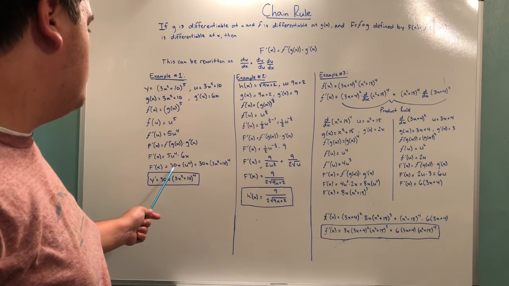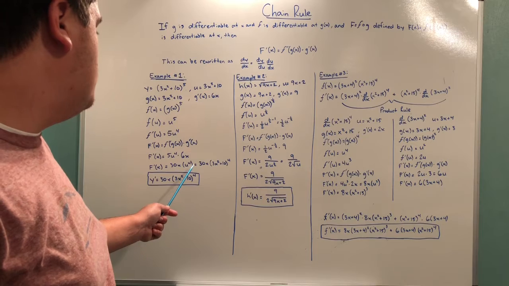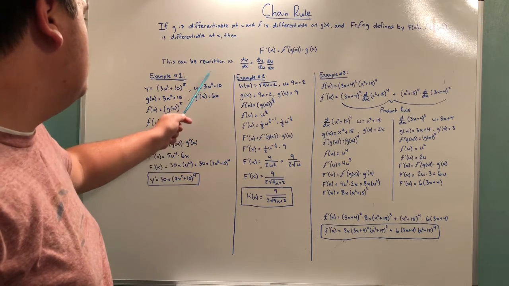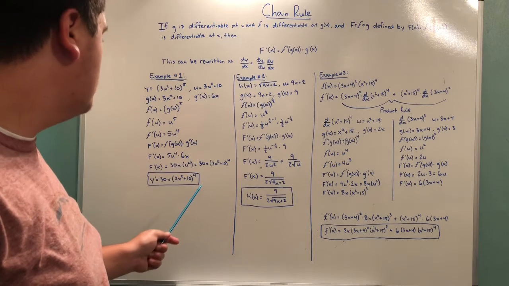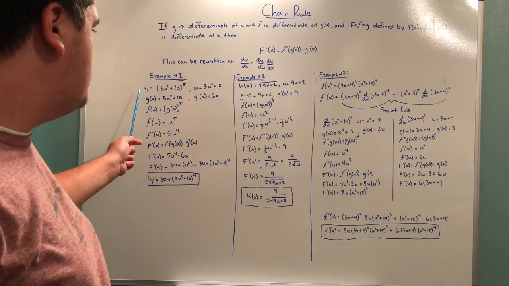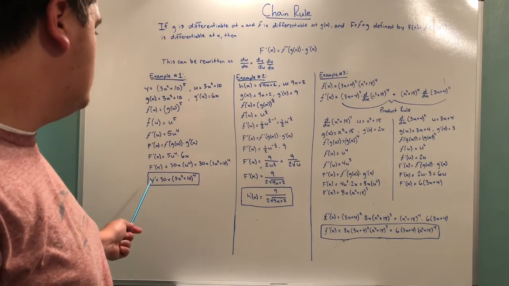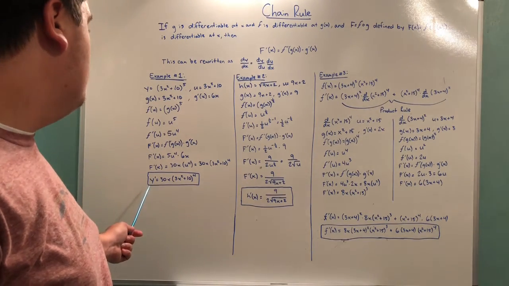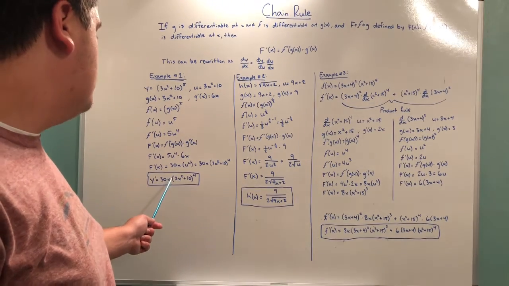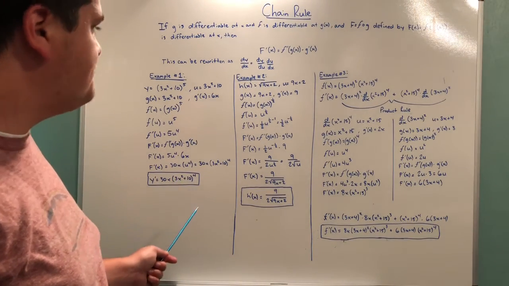Multiplying this together, we get 30x times u to the fourth, which is equal to 30x times 3x squared plus 10 to the fourth, because our u, our inner term, was 3x squared plus 10. Now, because our original question was in y, our final answer must be in terms of y. So y prime, our first derivative, is equal to 30x times 3x squared plus 10 to the fourth.